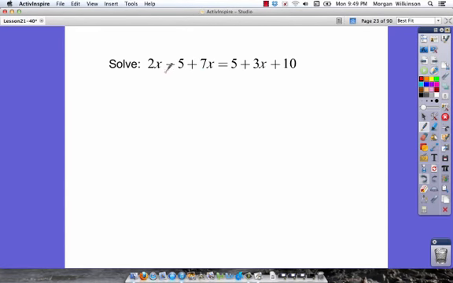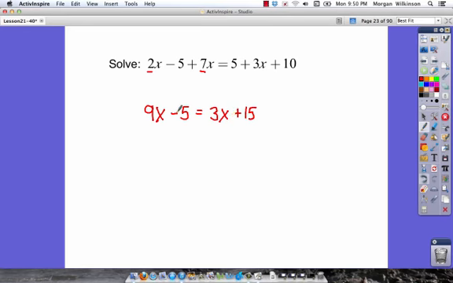Okay, we've got 2x minus 5 plus 7x is equal to 5 plus 3x plus 10. Now remember, the first thing we want to do is bring all of our like terms together. Let's figure out how many x's we have on the left-hand side. 2x plus 7x, that must be 9x. We have 9x minus 5 is going to be equal to, well, we've got only 3x's on the right. 5 plus 10, that's 15. 3x plus 15. So now we can go ahead and solve.